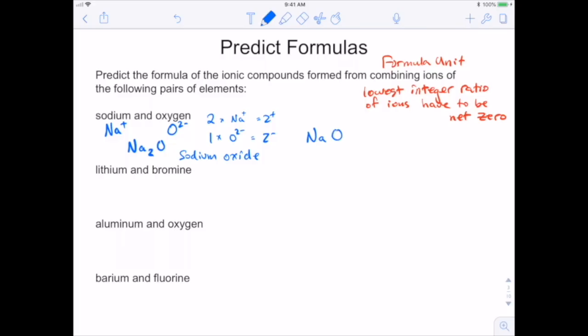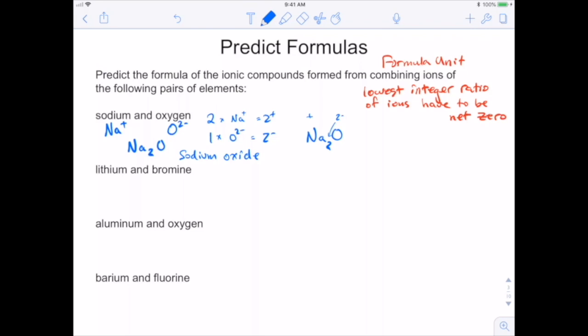We know that the oxygen would have a 2 minus charge and the sodium would have a 1 plus charge. So the 1 goes down there, and we don't usually show the 1. And the 2 minus charge on the oxygen means that we have a 2 subscript down there. All right, how about lithium and bromine?